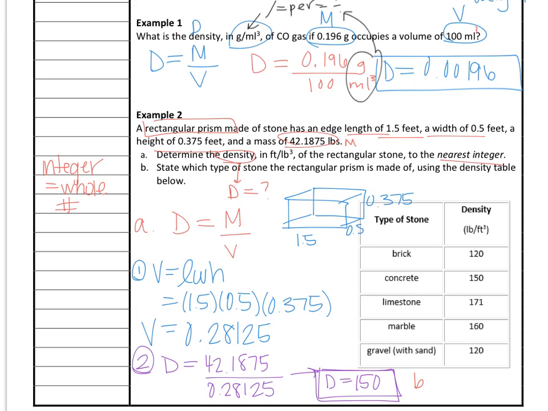And then for part B, the type of stone that the rectangular prism is made of using the density table, if the density comes out to be 150, then it must be made of concrete. So you just find the density in the table and then you match it with the type of stone. Okay, flip it over, we'll see another example.